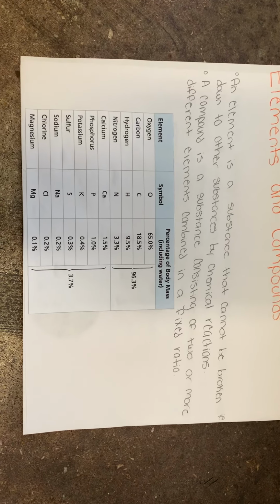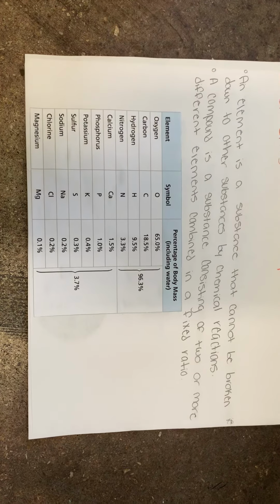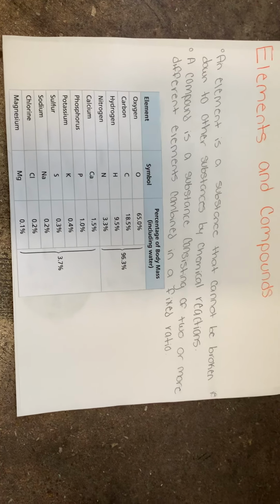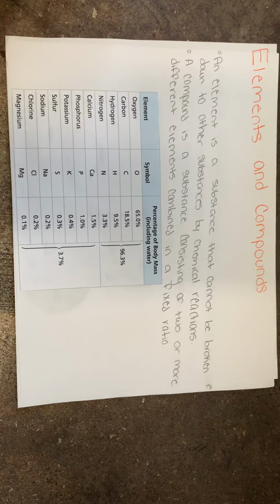Oxygen, carbon, hydrogen, and nitrogen are the most common elements. You will find them basically anywhere. Magnesium, chlorine, sodium, and sulfur are less common.